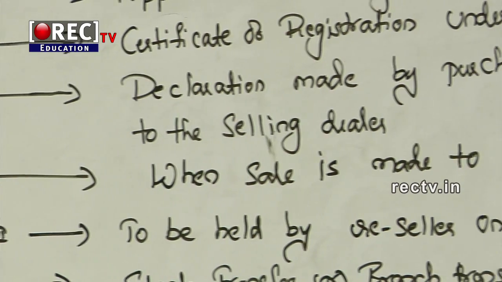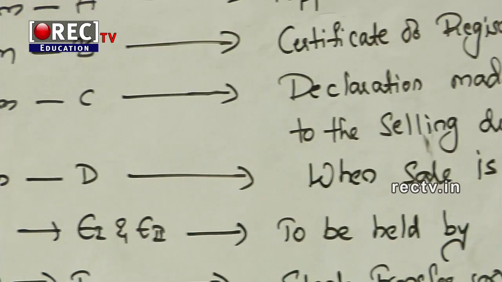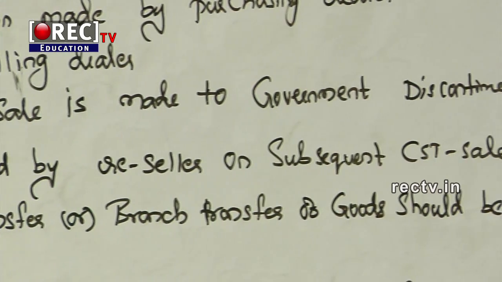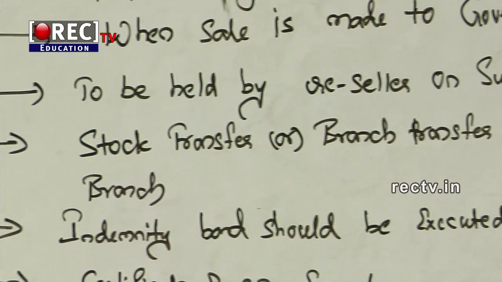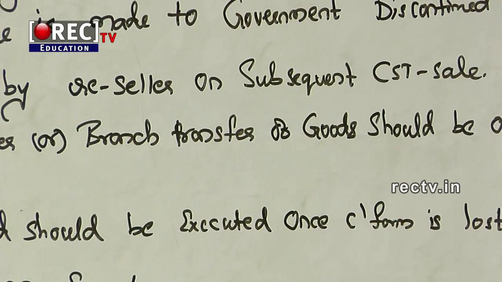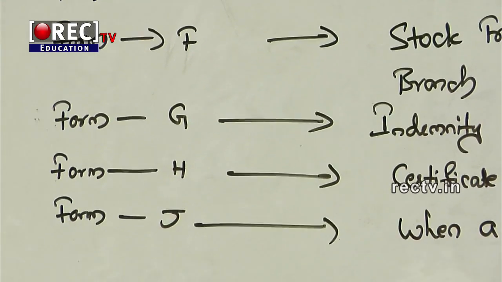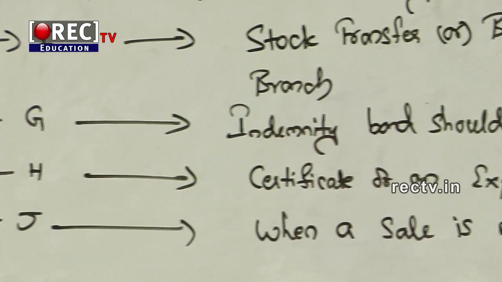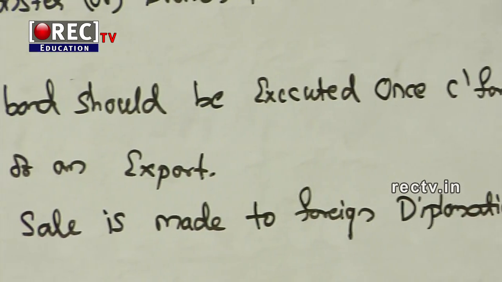to be held by the reseller on a subsequent CST sale, and Form F, for stock transfer or branch transfer of goods, to be obtained by the branch, and Form G, indemnity bond, to be executed once a C form is lost, and Form H, that is a certificate of export, and last Form J, that is when a sale is made to a foreign diplomatic mission.